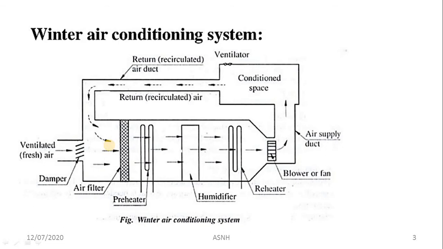So in winter air conditioning, the air is heated, which is generally accompanied by a humidification process. The outside air flows through a damper and is mixed with the recirculated air coming from the return duct arrangement. The mixture is passed through the main filter in order to remove dust, dirt and other impurities. Generally a HEPA filter is used. The air then passes through the preheater coil, which prevents freezing, and at the end of that coil we get heated air.